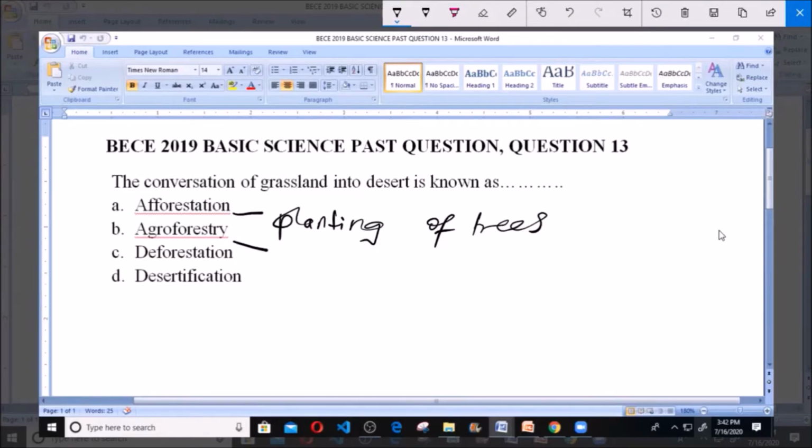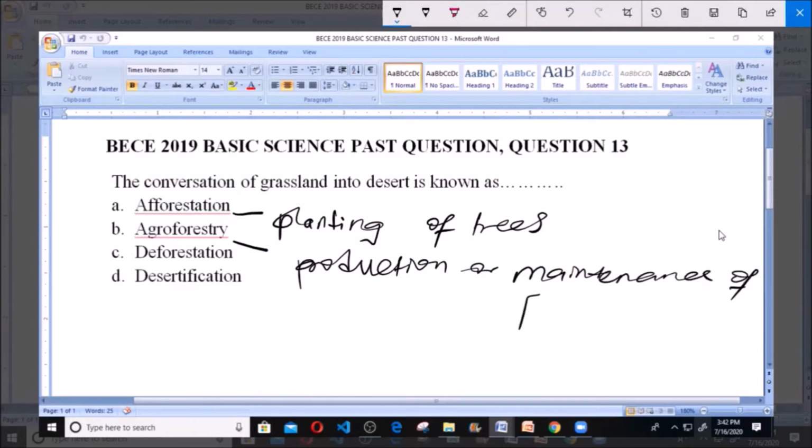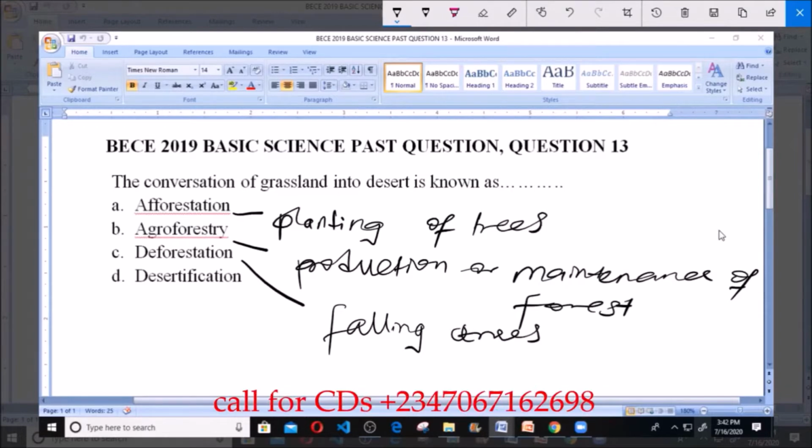Then B says agroforestry. Agroforestry is a branch of agriculture that deals with the production or the maintenance of a forest. So agroforestry deals mainly in forest, and definitely forest cannot be a desert. Now we have deforestation. Deforestation simply means the act of felling trees. You either fell trees for wood, in order to make doors, chairs and tables.